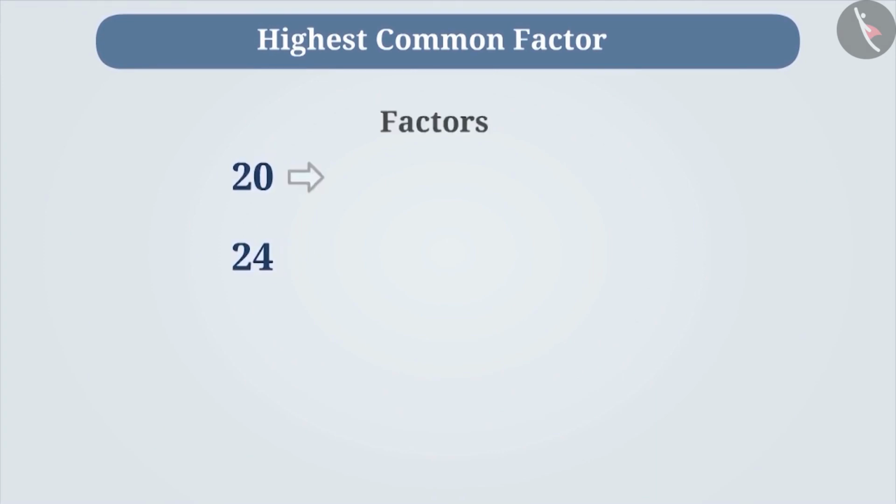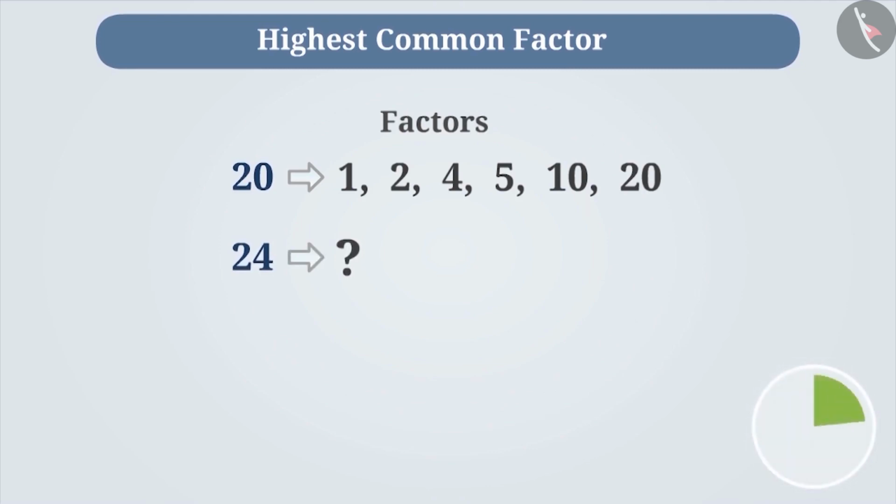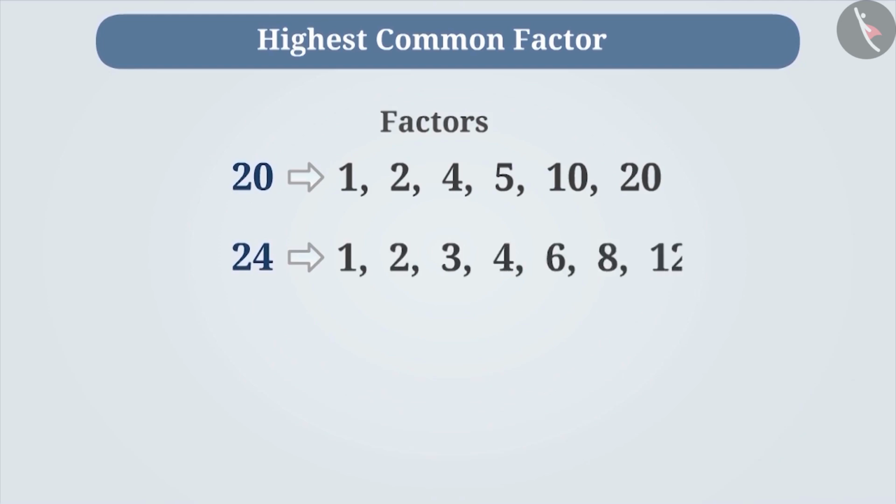The factors of 20 are 1, 2, 4, 5, 10 and 20. Similarly, can you list the factors of 24? Think about it. You are right. The factors of 24 are 1, 2, 3, 4, 6, 8, 12 and 24.